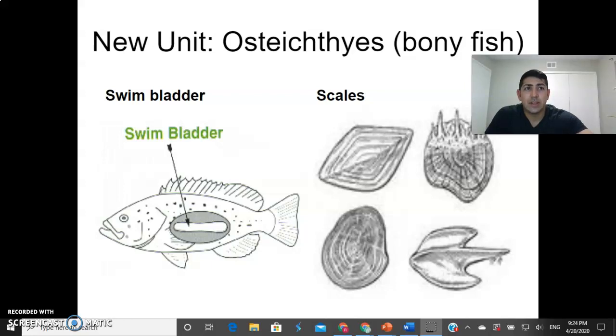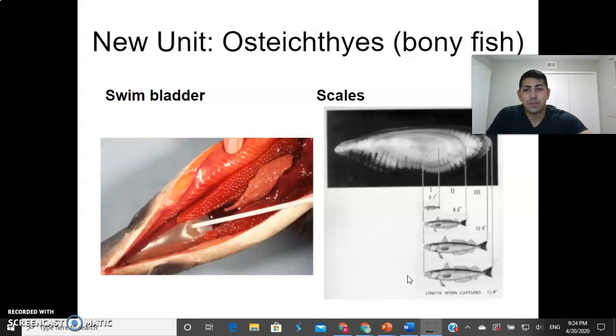If a scale is lost, though, another scale can grow and replace it, but it will not have the growth lines in the center. So it will basically catch up to where all the other scales are. All right, so we're going to go ahead and move on.